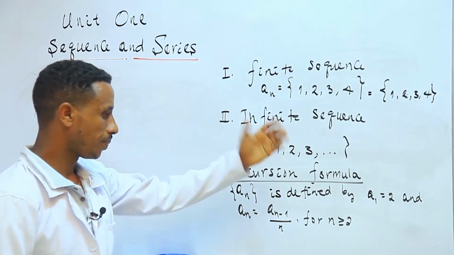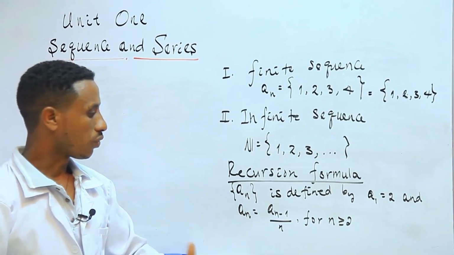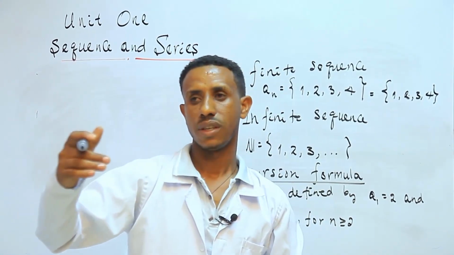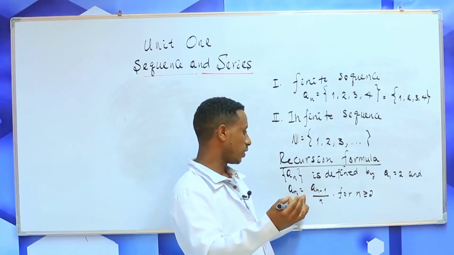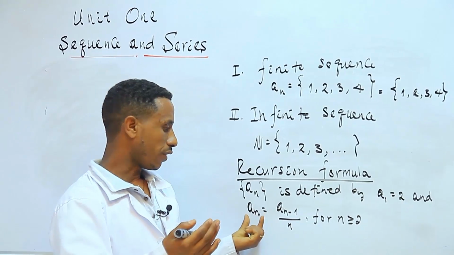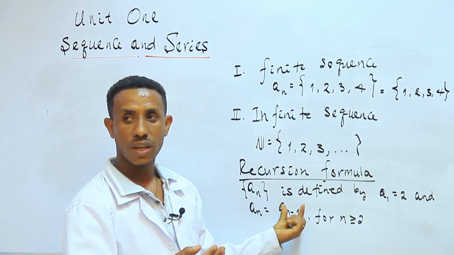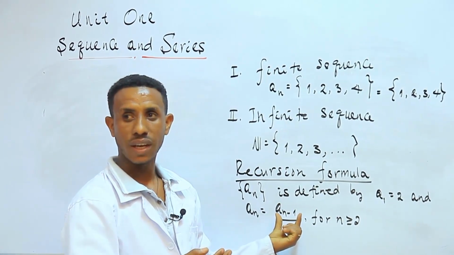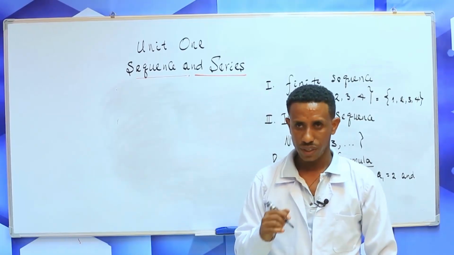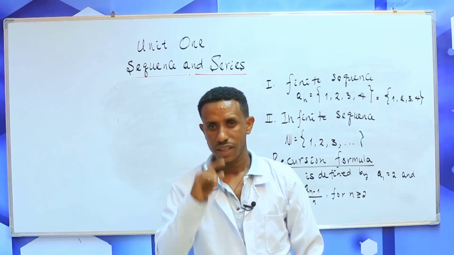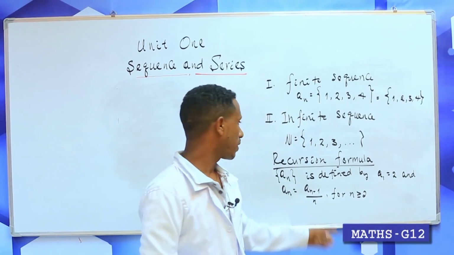You can use this formula to find the next terms, and you will use the term before this general term. That is, to find an, you will use the a(n minus 1) term of this sequence. Okay? Let's say, for example, please, students, can you find the first 4 terms of this sequence?